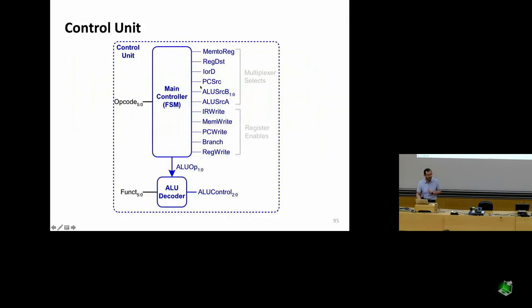So let's take a look at the control unit. Control unit is this, basically. We have an opcode, and we have a main controller. Let's call it a finite state machine. Every cycle, this produces a different set of control signals, because you're sequencing through execution of a single instruction. A single instruction goes through different stages. Different stages map to different sets of states in this finite state machine.